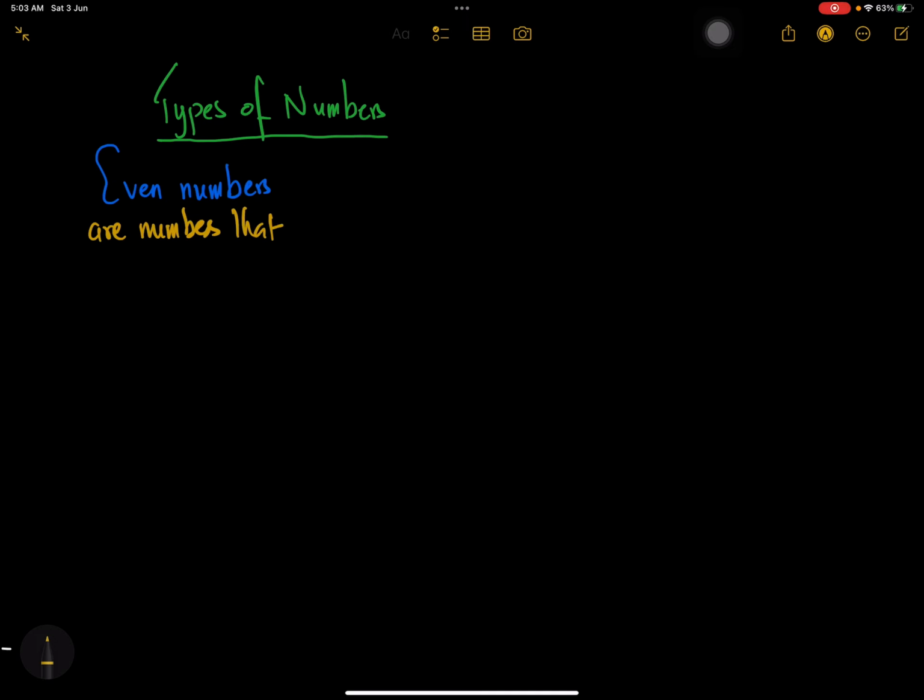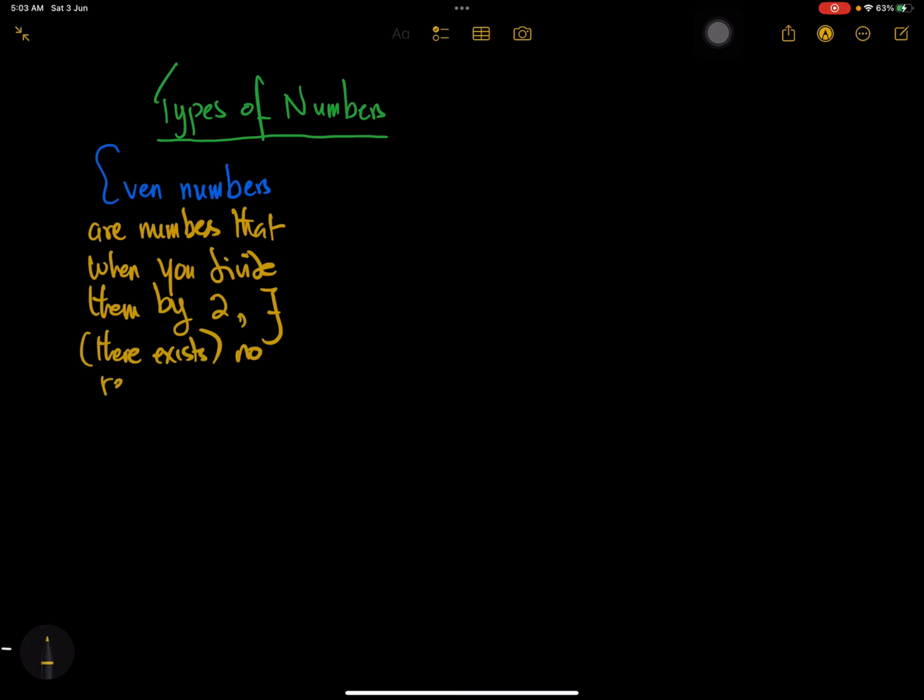that when you divide them by 2, there exists no remainder. There exists is a math symbol. There exists no remainder. So can we take a look at some of the numbers?